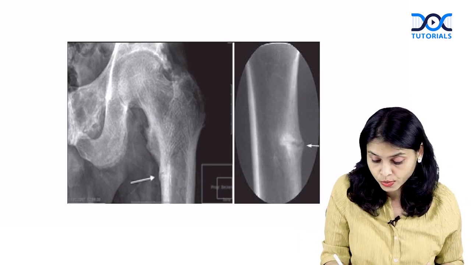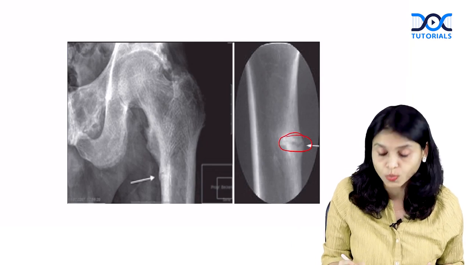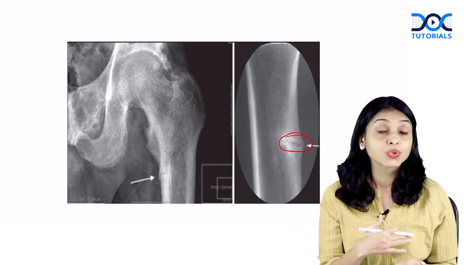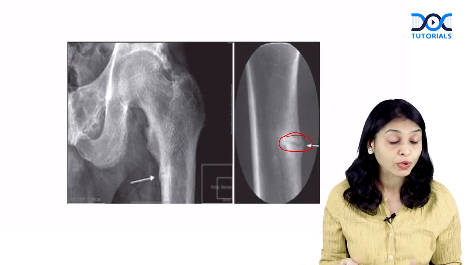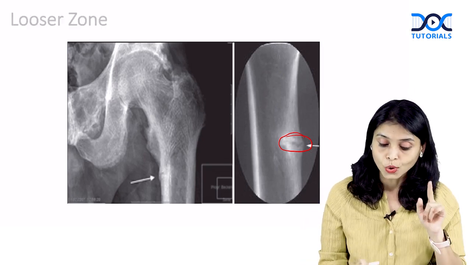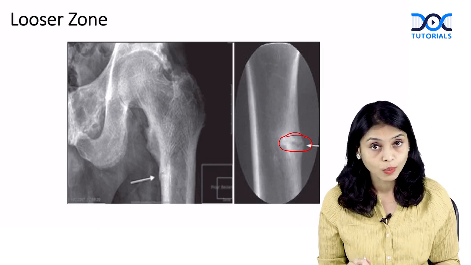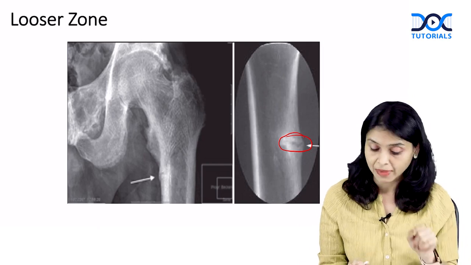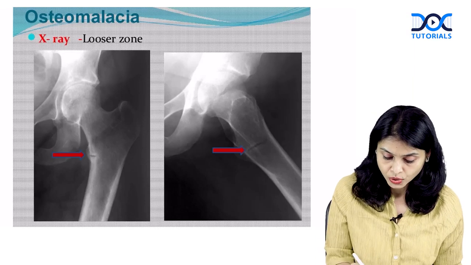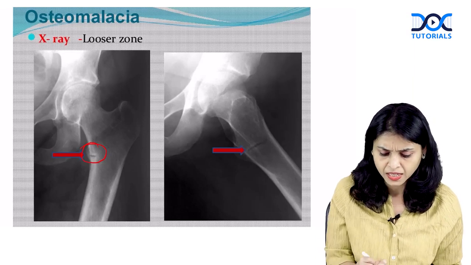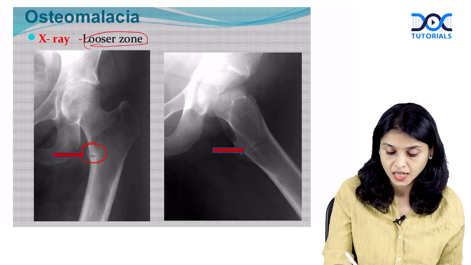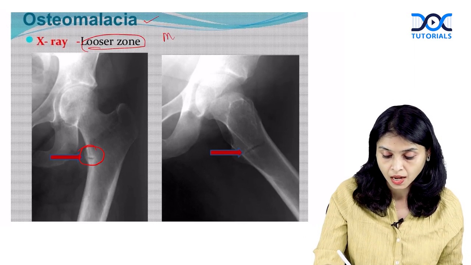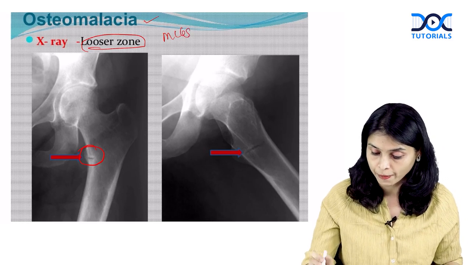What is this? What is your diagnosis? These are pseudo fractures which run perpendicular to the affected cortex. What do you call it? This is known as Looser-Zahn, which is typically seen in osteomalacia. Can you make out? I think here it's a little more clear now. This is known as Looser-Zahn seen in osteomalacia. Both these are MCQs.